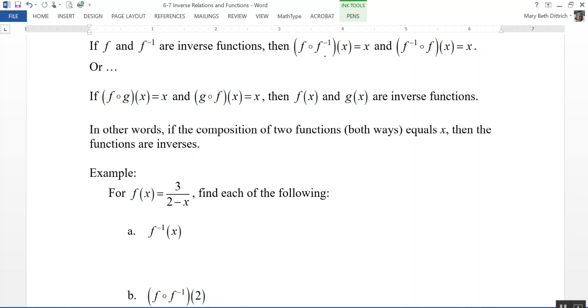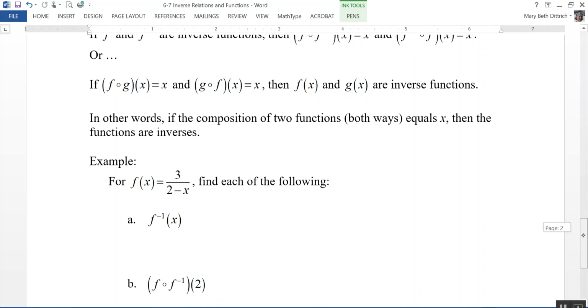Instead of calling the functions f and the inverse of f with a little negative 1, let's call them f and g. So if f of g of x is equal to x and g of f of x is equal to x, then we can say that f of x and g of x are inverse functions. In other words, if you do the composition of functions f of g and then g of f, and when you simplify that out they both equal x, then we know that the functions are inverses of each other. So let's take a look at an example here.